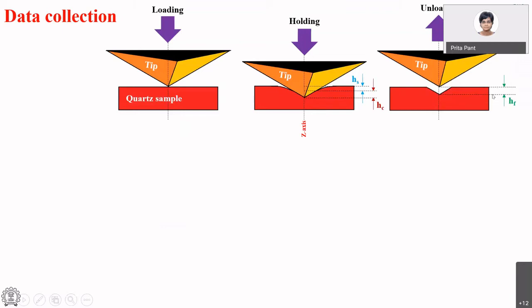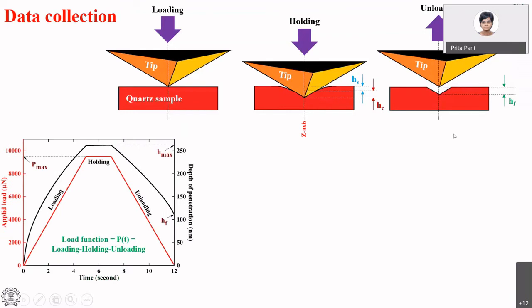Okay, and then we unload, and there is a residual imprint left in the sample, and the depth of the imprint from the surface is what is HF, or H final. Now some of these things we can just directly measure, and some will require some analysis and some math. So this is the input given to the instrument.